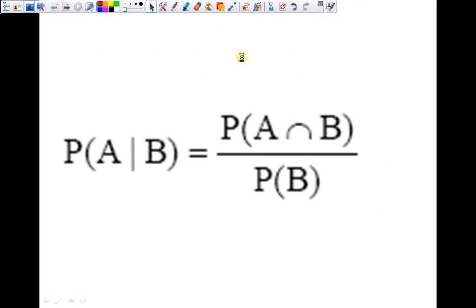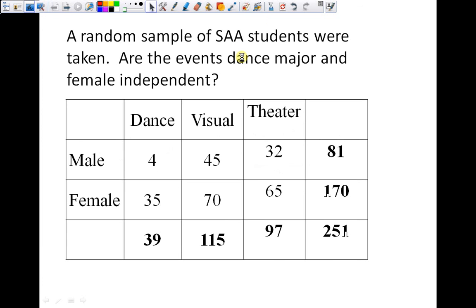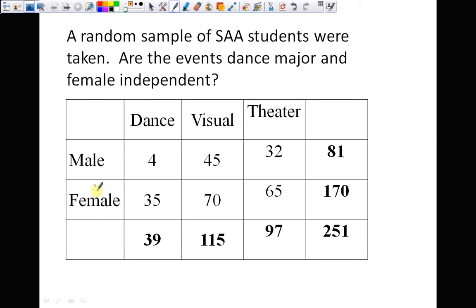So the last thing we're going to look at here is determining whether two events are independent. So what this says is, are the events dance major and female independent? Now what independent means is that one event doesn't affect the likelihood of the other event. In other words, does the fact of being female, I guess we shouldn't say change the probability, but does it have some kind of effect on the probability of being a dance major?